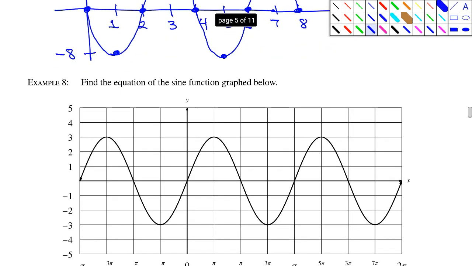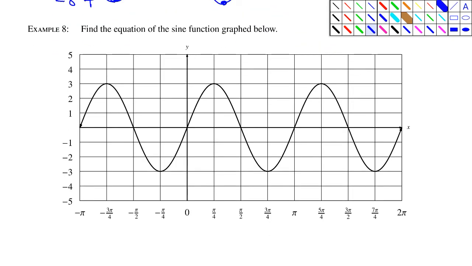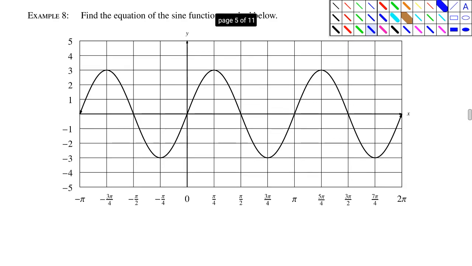Let's take a look at example 8. Find the equation of the sine function graphed below. So we know it's going to be a sine curve. Let's identify the maximum. The maximum is at 3. The minimum is at -3. And the distance from the middle line to the max, or from the middle line to the min, is what the amplitude actually is. So in order to find the amplitude, it's the distance from the middle to the maximum or to the minimum. So we know that the amplitude is going to equal 3.